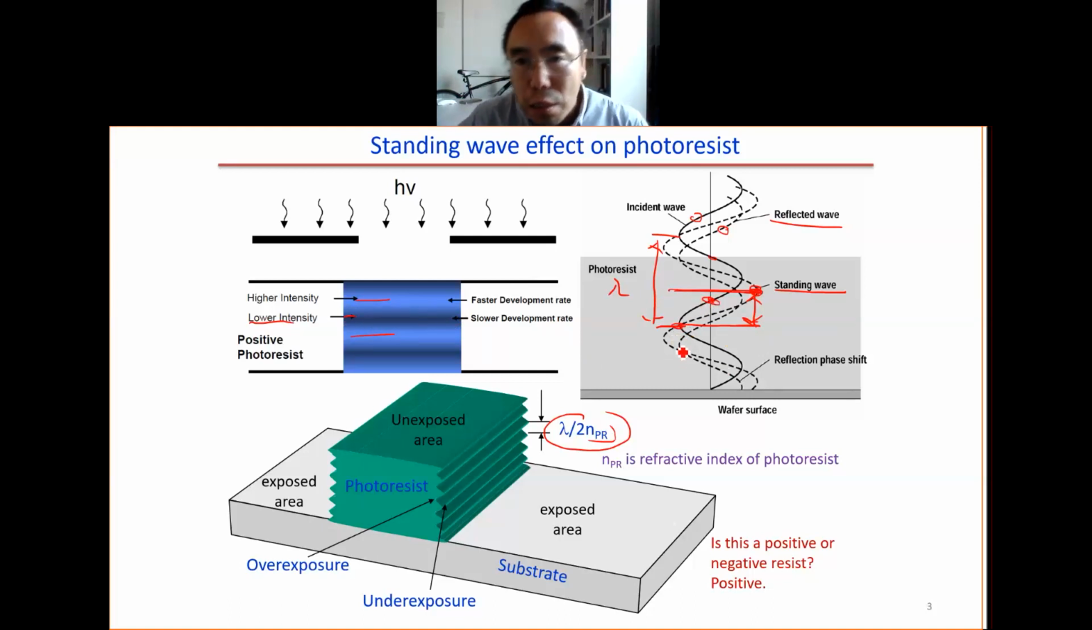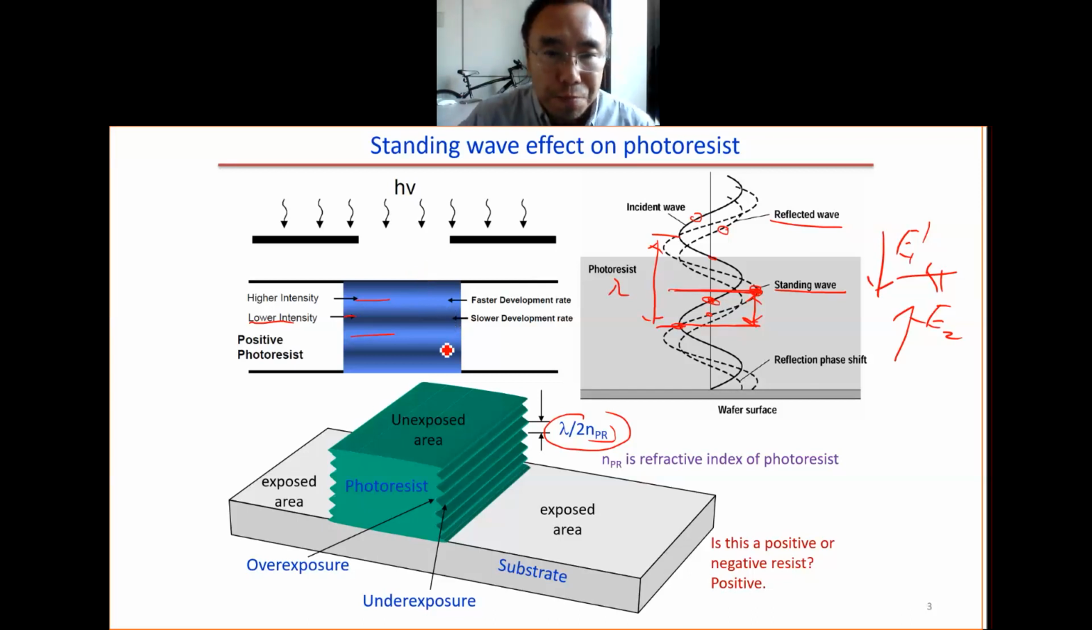But actually, the standing wave comes to here. This one will not actually be zero if the intensity this way and the intensity this way, E1 and E2, are not equal. If E1 and E2 are not equal, you will not get zero intensity. For the case of positive resist, this part will be overexposed, more development, and this part is underexposed. This is the standing wave.